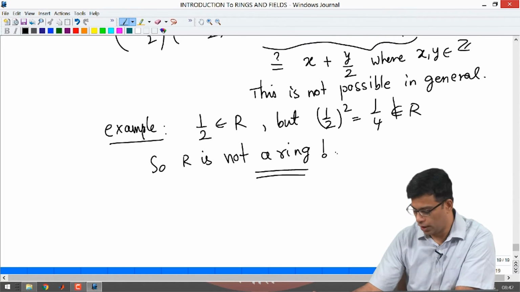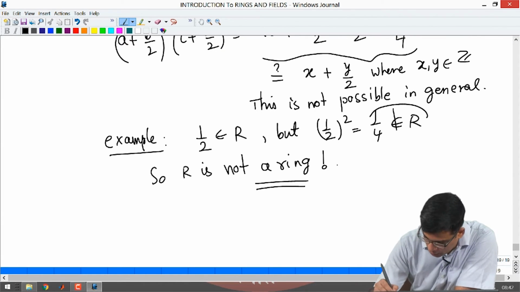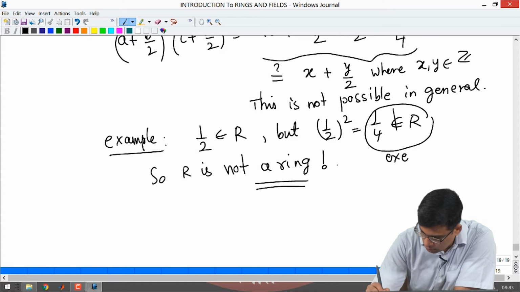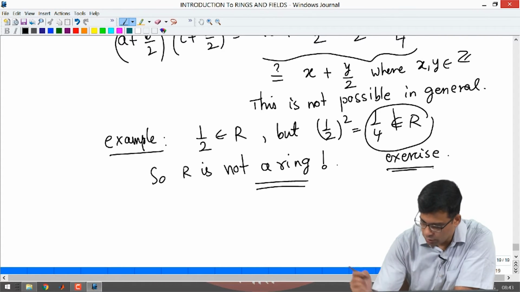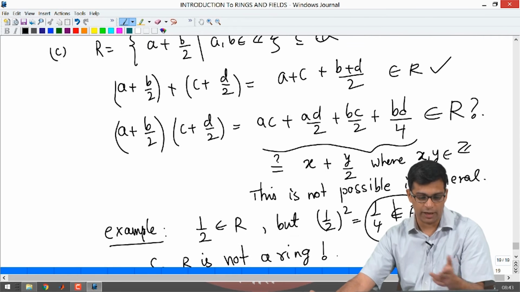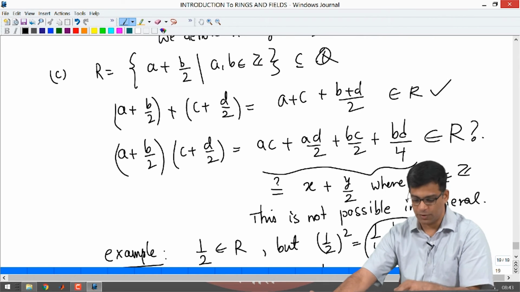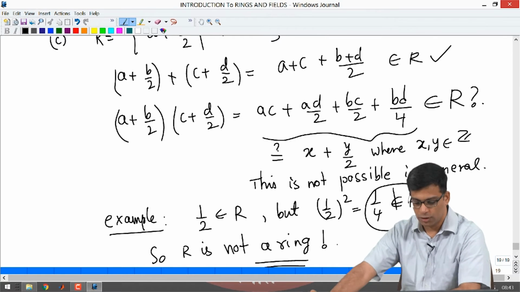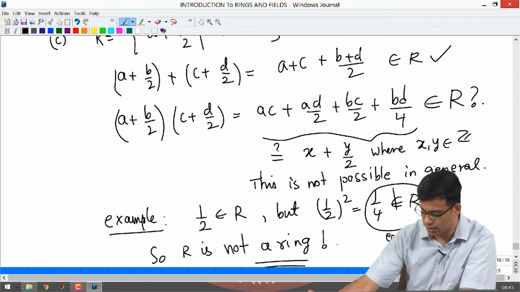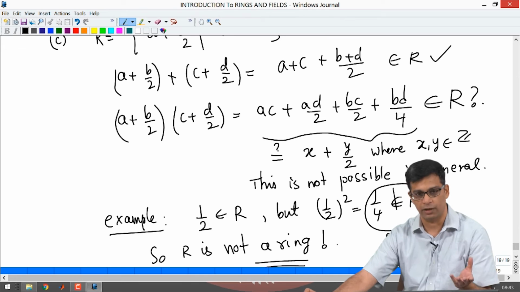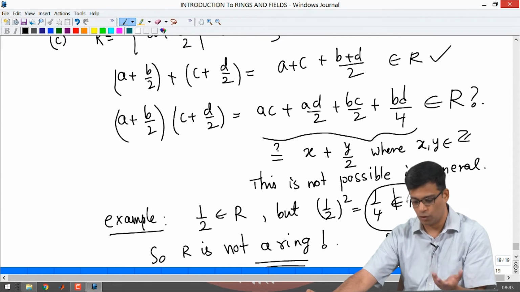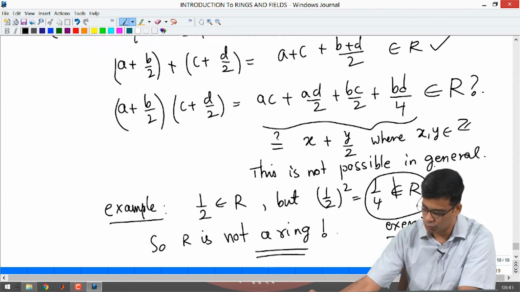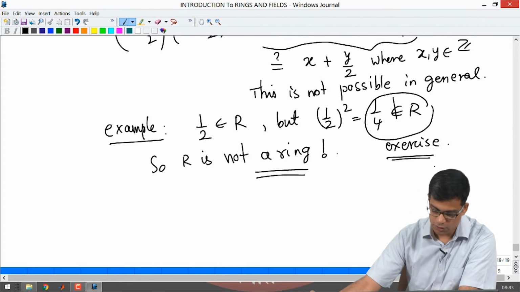Okay. So, this particular point I will leave for you as an exercise, it is not difficult to check. Suppose there is a and b with this property, a plus b by 2 is 1 by 4, you cross multiply and check that there is a problem, because one side will be divisible by 2, one side will be divisible by 4, and there is some contradiction that you will get. So, R is not a ring.